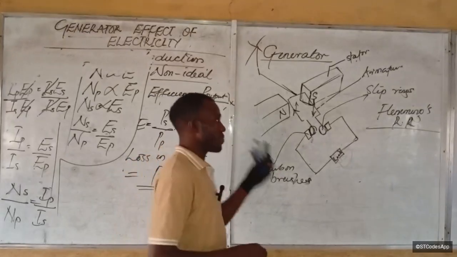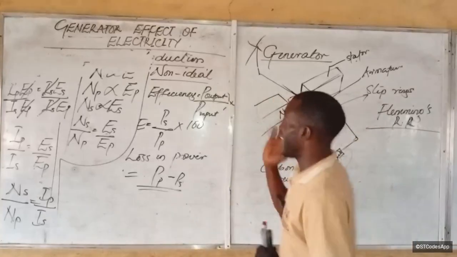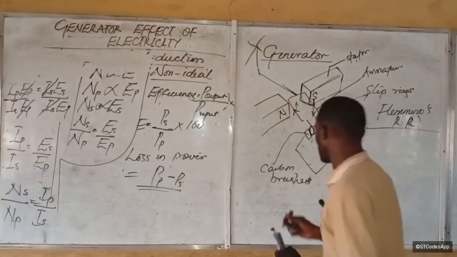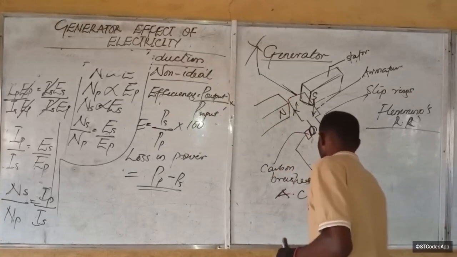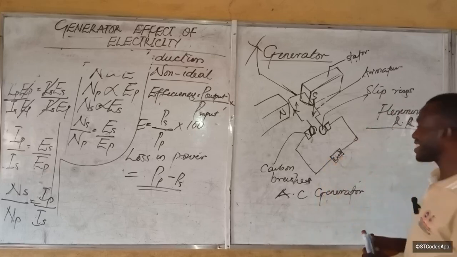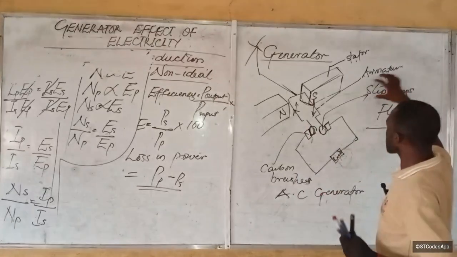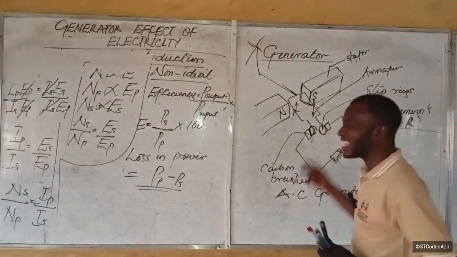Okay. So that is Fleming's left-hand rule, and that's the generator effect of electricity. And of course, the system we drew here is an AC generator. So we could also have a DC generator. In a DC generator, what do we do? We simply change the slip ring to split rings.